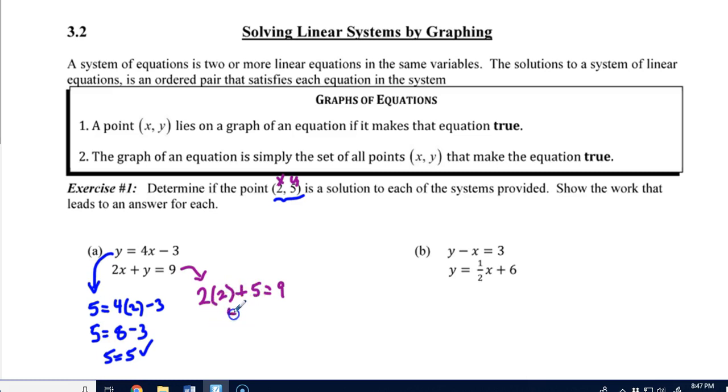Okay, so hopefully you came up with 4 plus 5 is 9. 9 equals 9. So in this case, it says, determine if the point is a solution to the system. Yes, because it's a solution to both equations, it is a solution to the system of equations. Okay? I'd like you to do part B on your own. Play the recording when you want to check your answer.